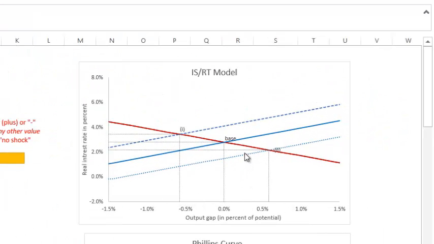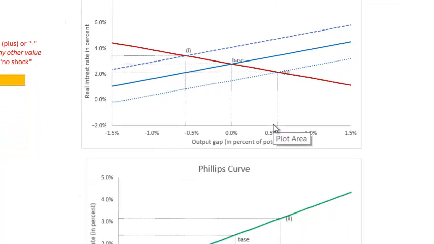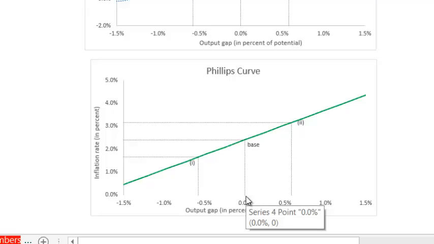Our graph tells us the same thing. Here we see that the RT curve shifts to the right from the solid blue line to the dotted blue line as we move downward and to the right along the solid red IS curve. Thus we see that by reducing interest rates, output will increase. The central bank has stimulated demand. Down below, we see that the inflation rate rises as we move upward and to the right along the green Phillips curve.